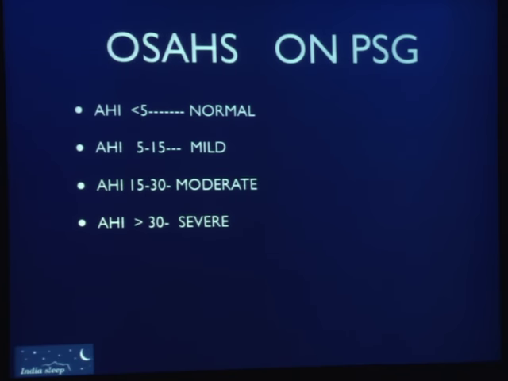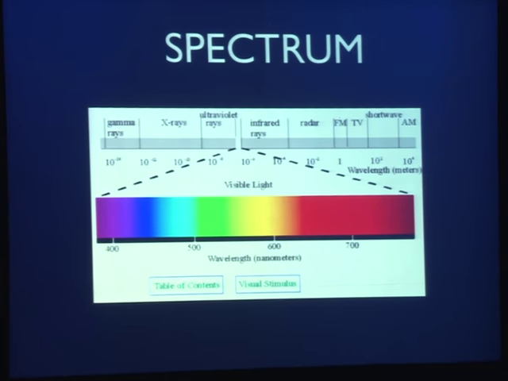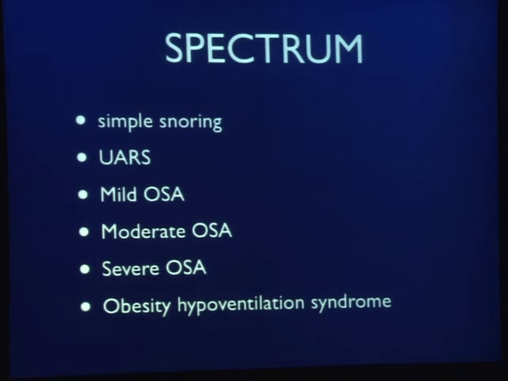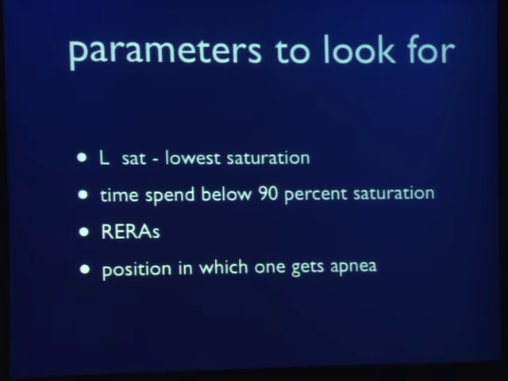So we get AHI: less than 5 is normal, 5 to 15 is mild, 15 to 30 is moderate, and more than 30 is severe. Everybody knows about that. So what do we do next? At least it tells us where in this spectrum the patient fits. So what is the spectrum? Simple snoring, to upper airway resistance syndrome, to mild OSA, moderate OSA, severe OSA, and obesity hypoventilation syndrome or the Pickwickian syndrome. At least we get some idea where the patient is fitting on the spectrum.